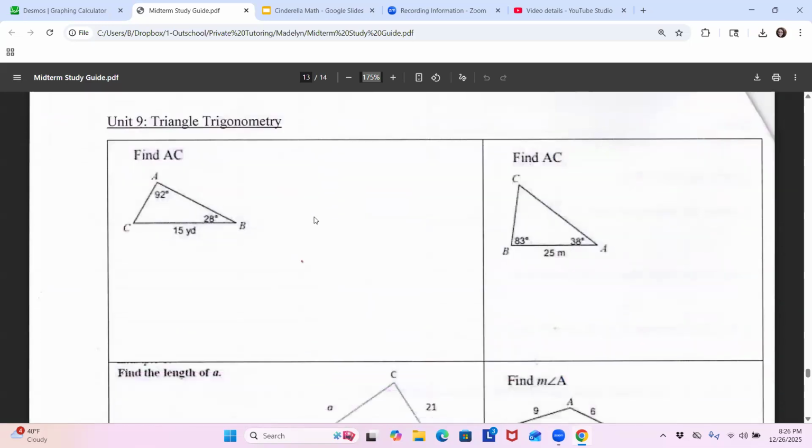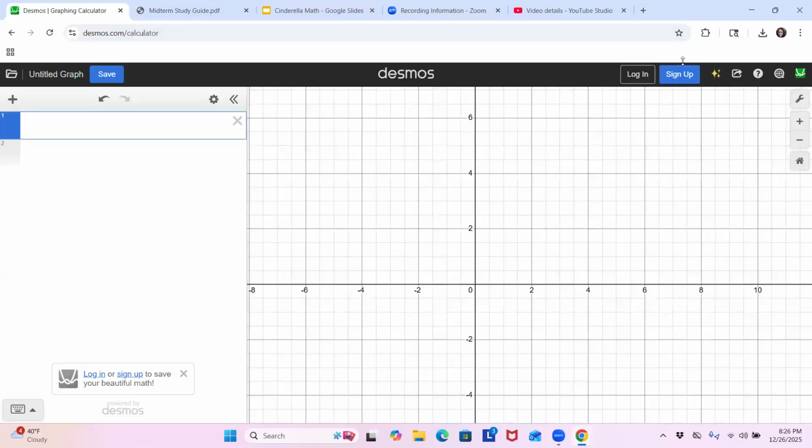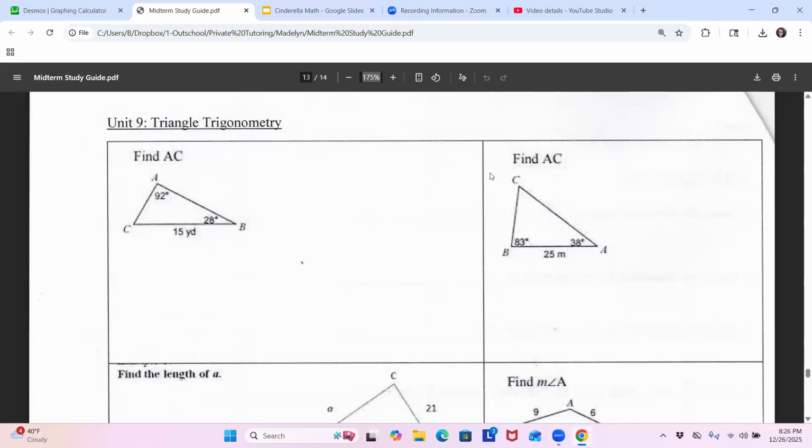So we're going to come here, triangle trigonometry. We will absolutely need a calculator for this part. Make sure you set your calculator to degrees. I'm going to come over to Desmos, to the little wrench in the corner, and set to degrees. Alrighty, hopefully the pen can make it through.